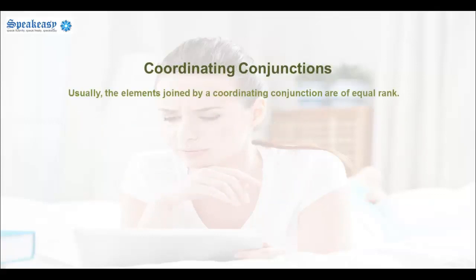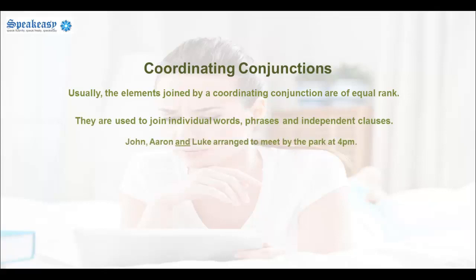Usually, the elements joined by a coordinating conjunction are of equal rank. They are used to join individual words. For example, John, Aaron, and Luke arranged to meet by the park at 4 p.m. They're used to join phrases. The doctor's secretary or his new intern will notify you when the report is ready.